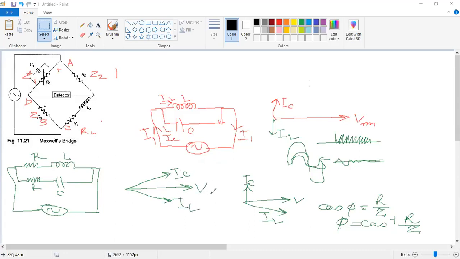This is VM, this is IC and IL, and what will be the resultant I? The resultant I will go in this way. In this way, this is the I. Look here, you can see the difference of the phasor diagram, how it is differentiating. So one by one you can find out how to draw the phasor diagram.